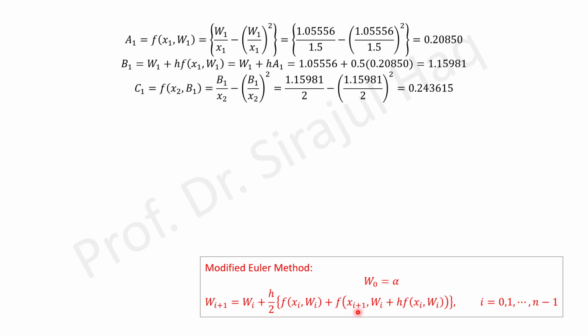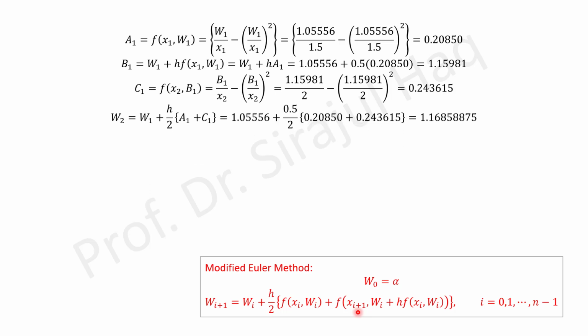Now let us find out the value of W2. W2 is W1 plus h divided by 2. This was my A1, and this was C1. So A1 plus C1, you can see it over here. A1 is known, is coming from here, C1 is coming from there, and when you substitute, this is the solution of the differential equation at x is equal to 2. This is the exact solution of your problem.